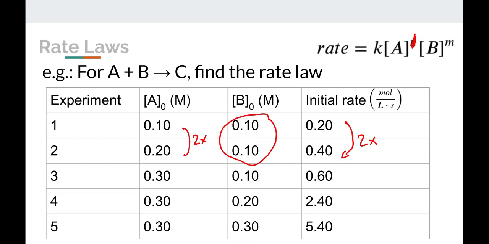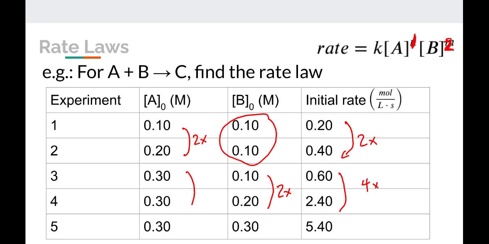Now let's find 2 experiments where A concentration doesn't change. So the last 3 all have the same concentration of A. We could use this pair. What happens to the concentration of B? It goes up by 2 times. What happens to the rate? The initial rate goes up by 4 times. So since doubling the concentration quadrupled the rate, the effect that concentration had on rate was a factor of 2. So it's second order in B.